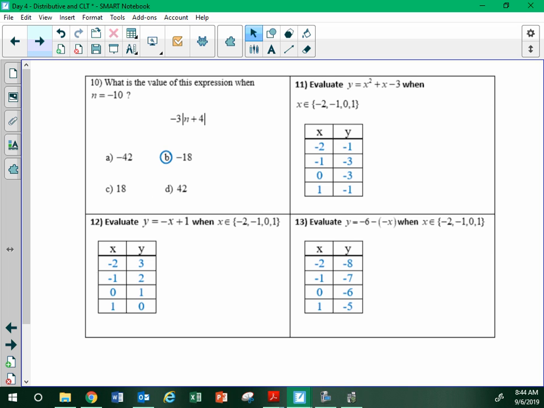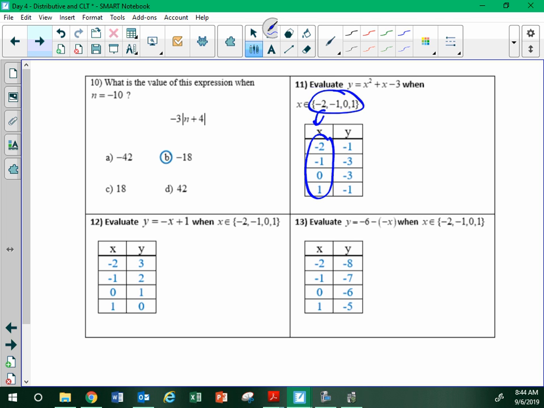And then I saw quite a few of us left the backside blank, so I just want to go ahead and do one of these to make sure we're okay with it. Let's take a look at number 11. So these numbers are my x's. That's what goes right here. Now, my numbers that I'm finding here, I have to actually put this into my y equation for x to find out what it is.